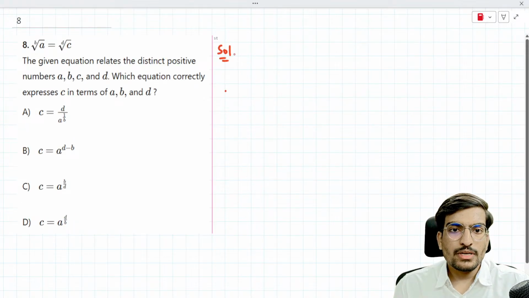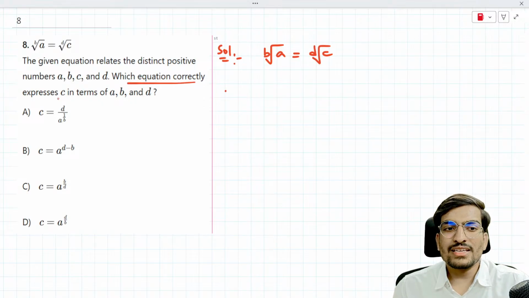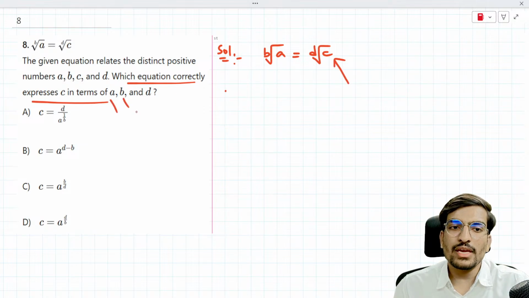Question number 8. The given equation is the bth root of A equals the dth root of C. What do we need to do? Which equation correctly expresses C, only C, in terms of A, B and D?